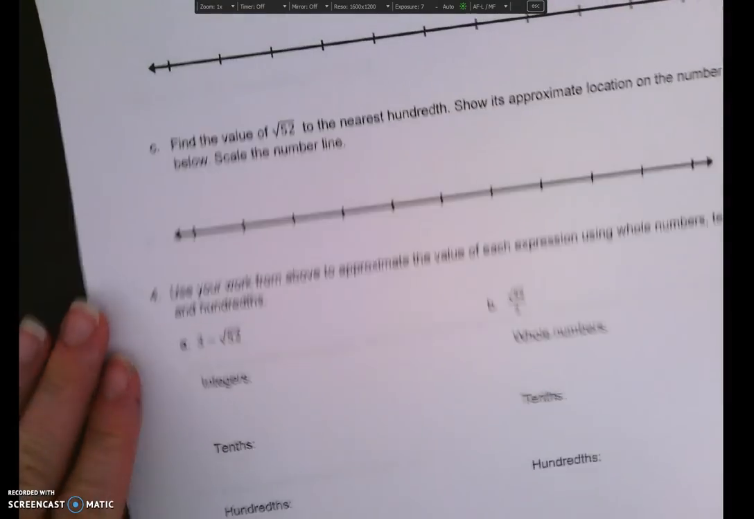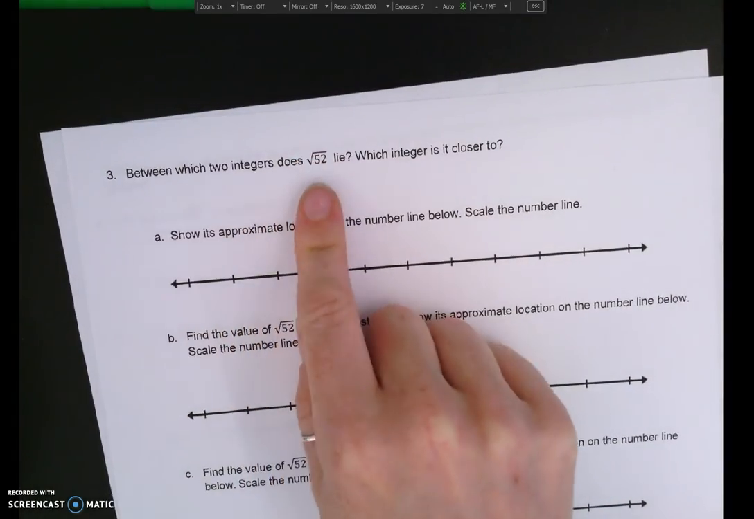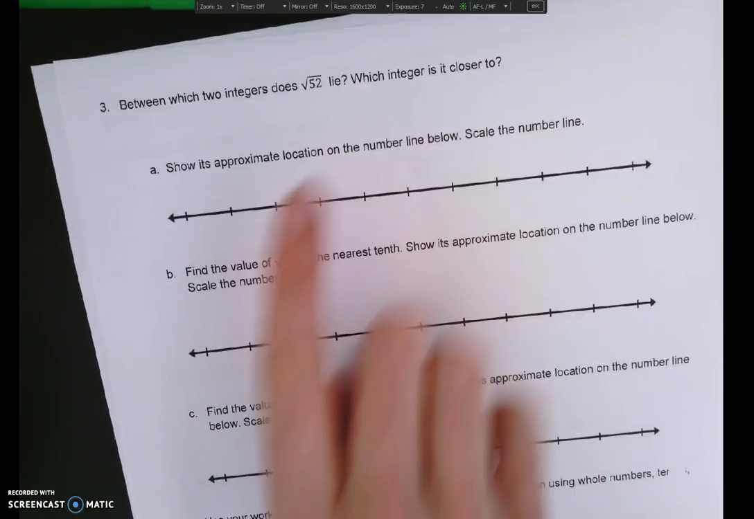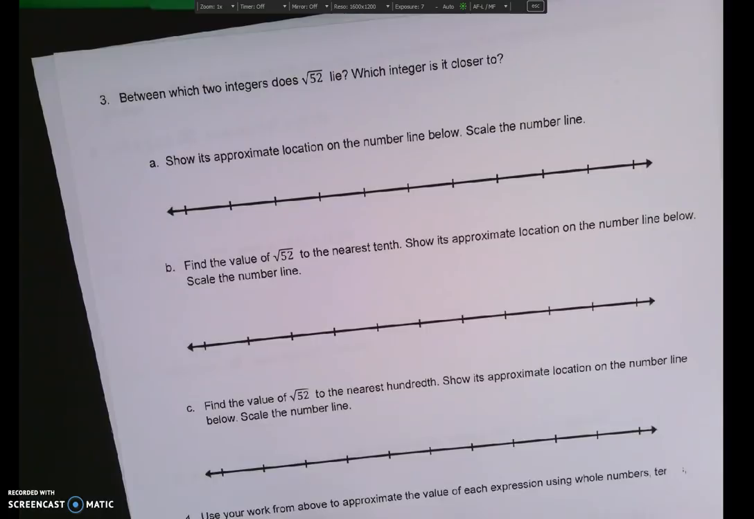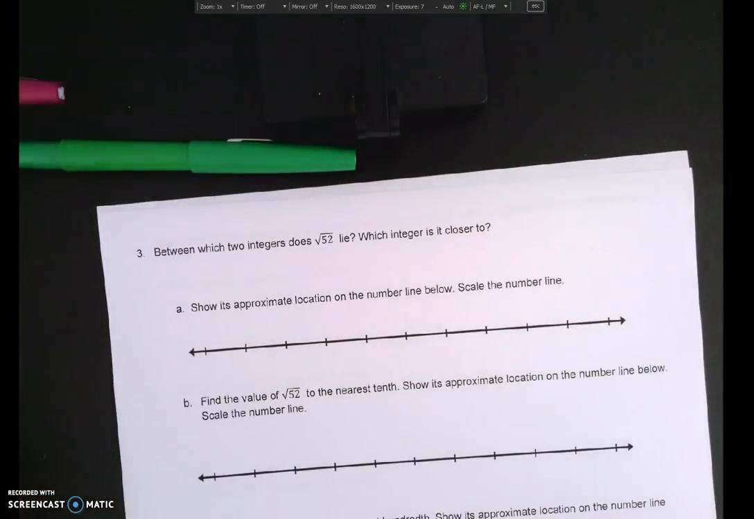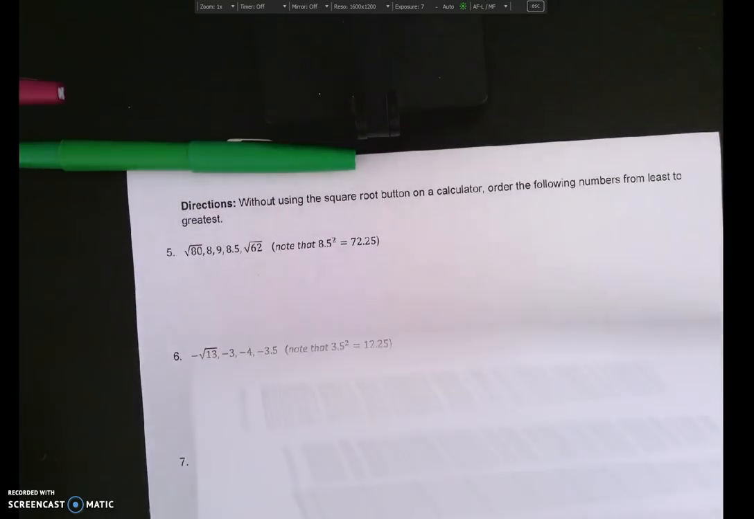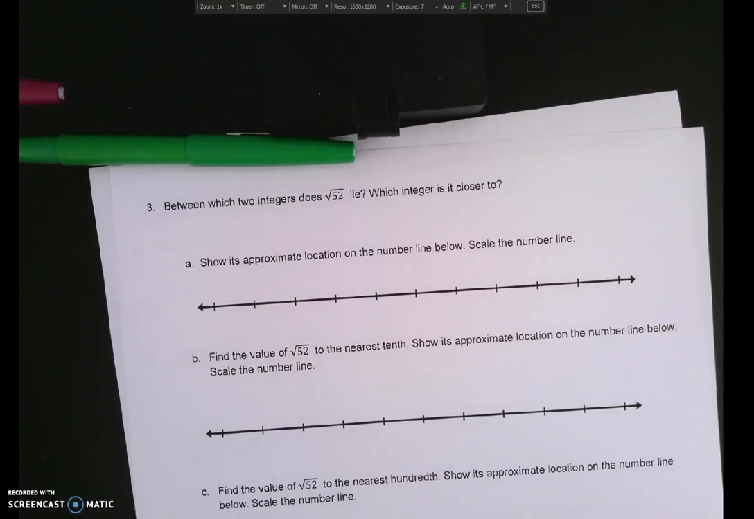Okay, let's turn the page. You have another problem to do, just like we just did. You're going to be estimating radical 52 to the whole number, the tenths and the hundredths, and then doing subtraction and division with your best approximation. I'm going to give you 5 minutes to finish this. So if you can please pause the video and set the timer for 5 minutes. If you finish early, feel free to move on to the next page. 5 minutes, finishing 3 and 4. Please pause the video for 5 minutes.